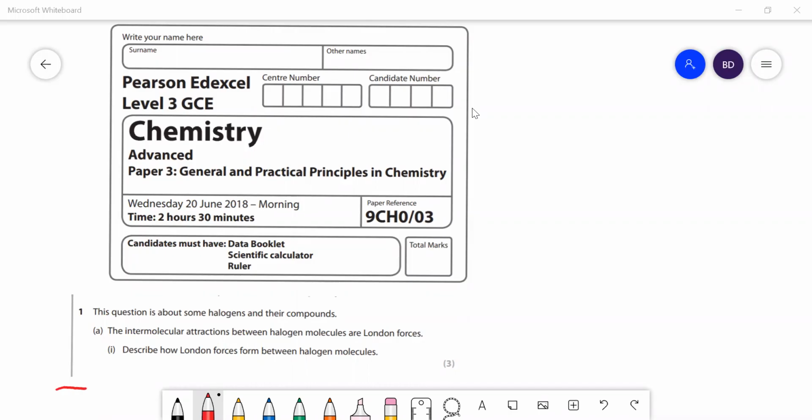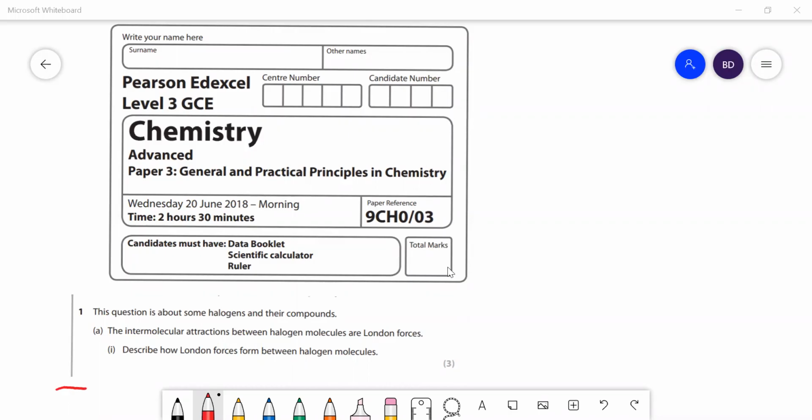Okay, in this video, I'm going to go through the Edexcel A-level Chemistry Paper 3, and I'm just going to go through the first part of this. Okay, right, so this question is about some halogens and their compounds.